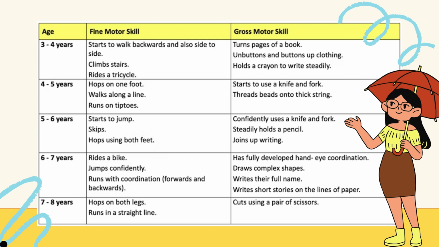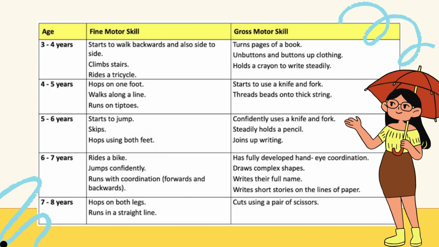For age 4 to 5 years, their fine motor skill include hops on one foot, walks along a line, and runs on tiptoes. As for their gross motor skill, they can start to use a knife and fork and threads the beads onto thick string.